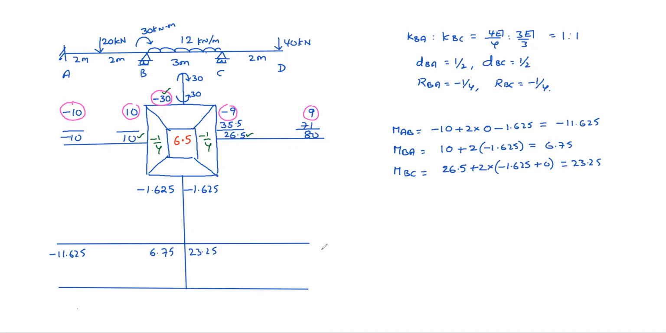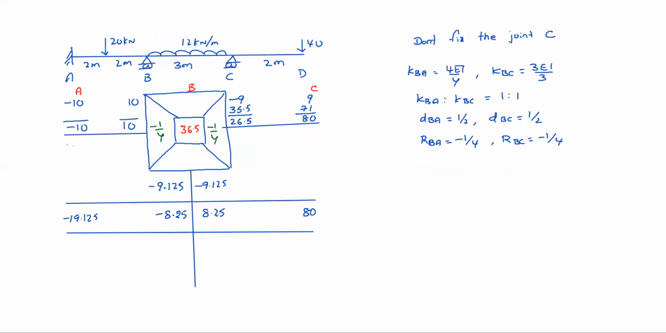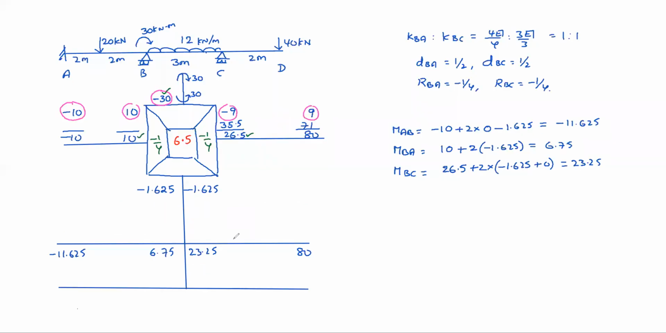And here 80. Now you check generally at joint B. In the previous problem, the sum of the moments at B, minus 8.25 plus 8.25, is 0, because there is no external moment at B. But in the present case, you can observe 6.75 plus 23.25, how much? Net 30. That 30 is the external couple. So it should match with the external couple. The sum of the moments at B should match with the external couple. If there is no external couple, the sum would be 0.